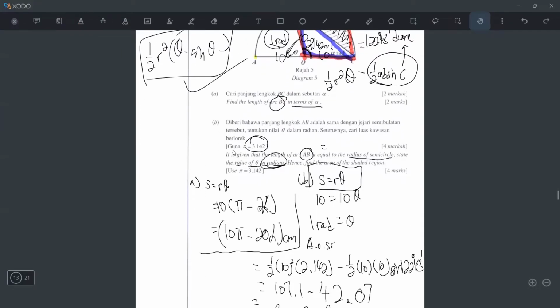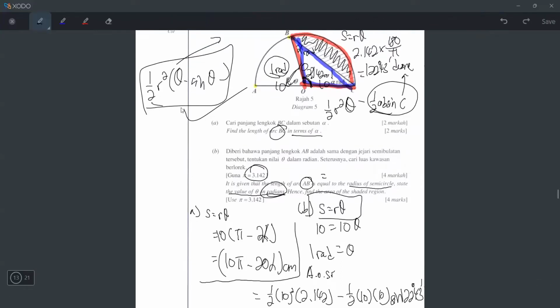I want to add a little bit because I mentioned that you can use this formula. Why? Because if you look carefully, this is a segment, so you can use the area of segment formula. You do 1/2 times 10 squared times theta minus sine theta, but make sure the theta here is the angle in radian, and the theta in the back is the angle in degree.